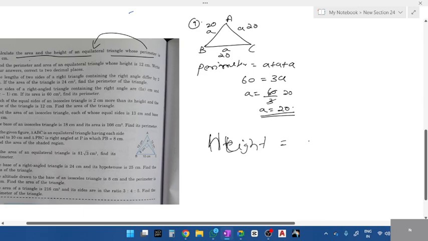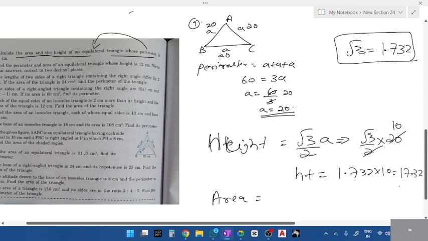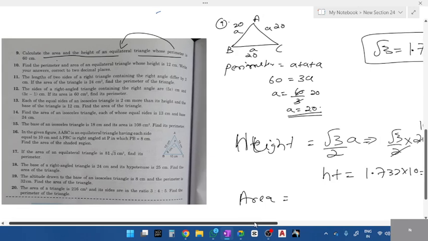What is the height formula, students? Root 3 by 2 into a. Write the formula, even for the formula you get marks. Substitute root 3 by 2 into 20, first answer 10 root 3. And what is the root 3 value? 1.732 into 10, first answer 17.32. Height, side, perimeter, all this is in centimeter. Only area is centimeter square. Remember that.